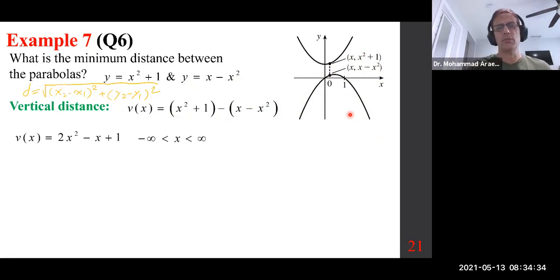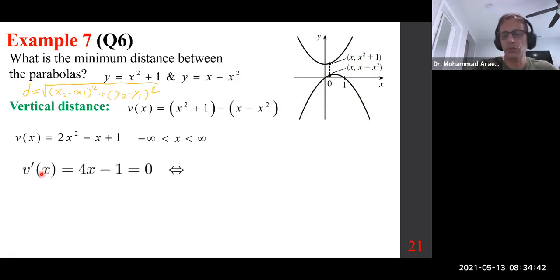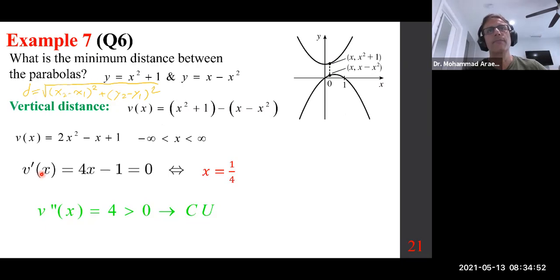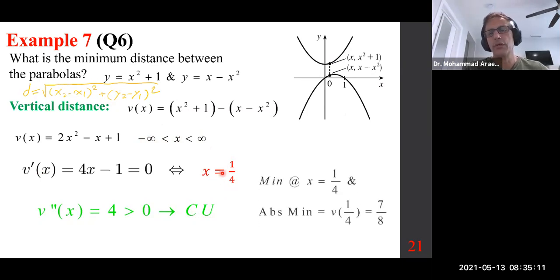So x goes from negative to positive infinity, which is an open interval. Let's do optimization by taking the derivative. Set it equal to 0 and x becomes 1/4. Now we can go with v double prime, which is 4, positive, concave up, meaning a minimum occurs at this point. And because this is an open interval and there is one critical point, it is not only a local, it's also absolute. So the minimum occurs when x equals 1/4.